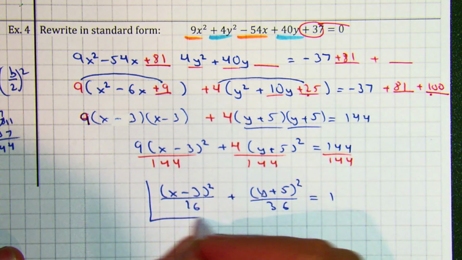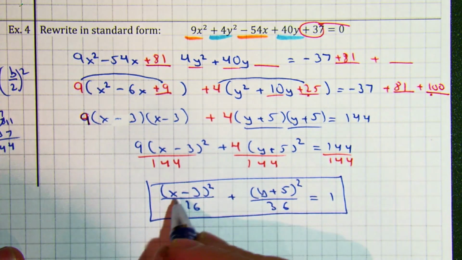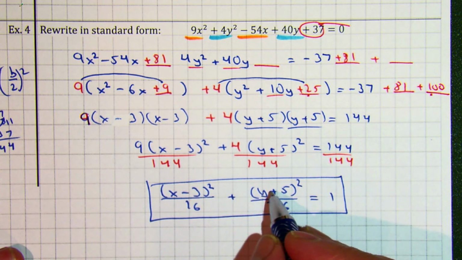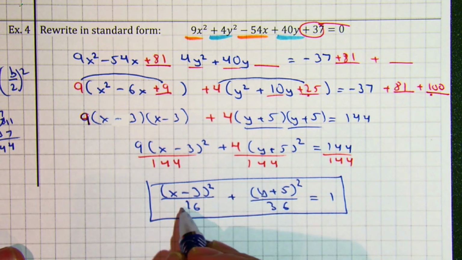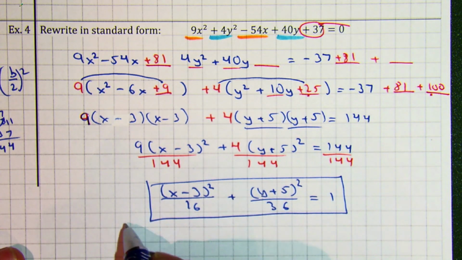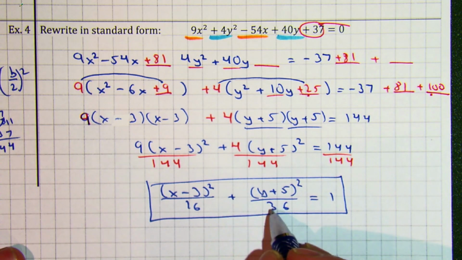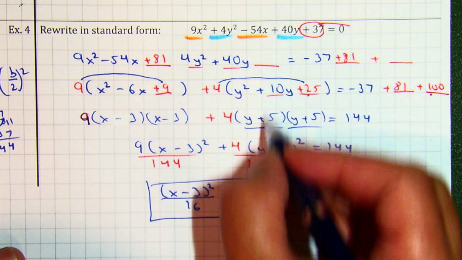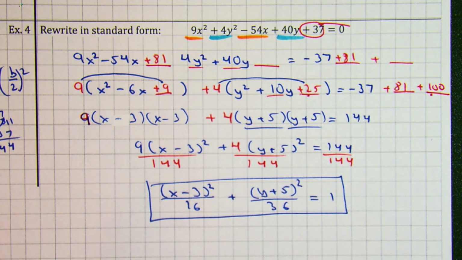So now if I want to be able to graph it, my center is 3 and negative 5. Under the x, there's a 16, so I'm going to go to the left 4 and to the right 4. Under the y, there's a 36, so I'm going to go up 6 and down 6. And then I can shape my ellipse.